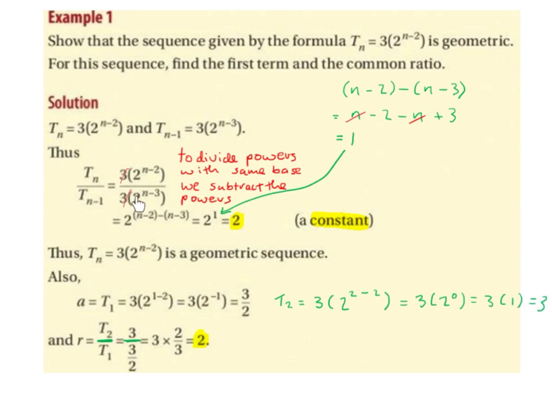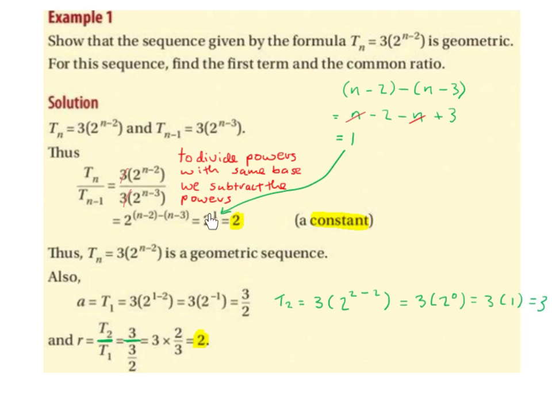So now we have a base of 2, which is the same. And we know that we have to subtract the powers. So it's going to be n minus 2 minus n minus 3. Very important that we put brackets around this. So n minus 2 minus n minus 3. I've done it up here. So n minus 2 doesn't have anything stuck in front of the bracket, so we can just write it down as it is, n minus 2. Minus multiplied by n is minus n. And minus times minus 3 is plus 3. N minus n will cancel, and minus 2 plus 3 is 1.